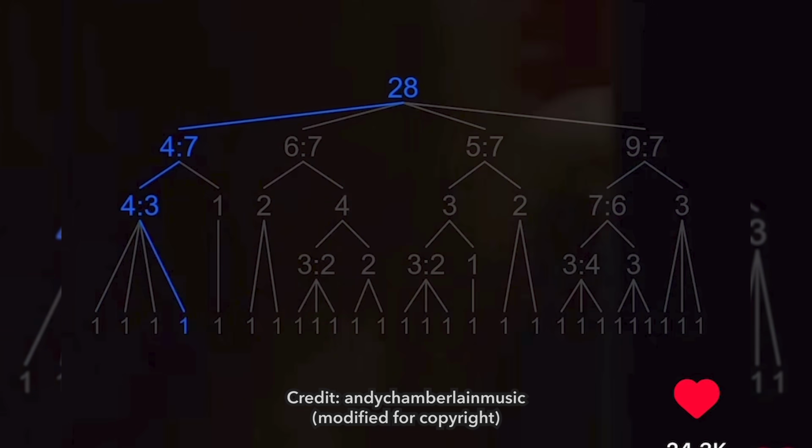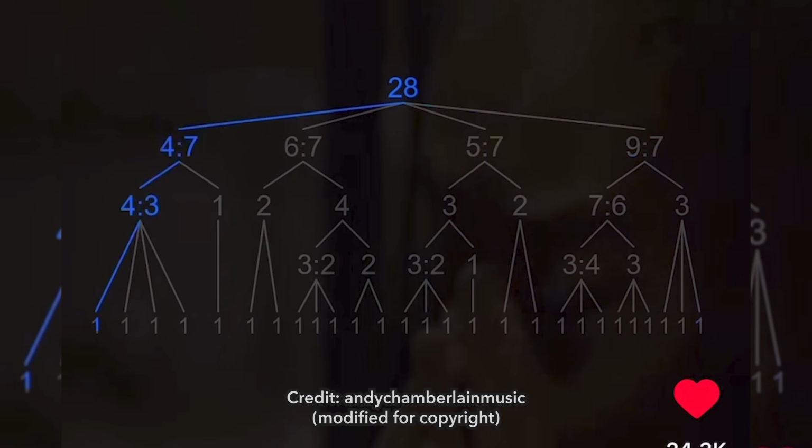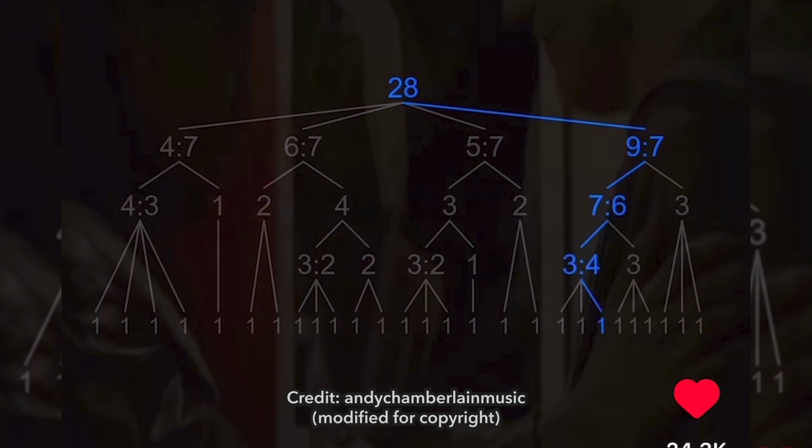Okay, so we got 28 divided into a bunch of polyrhythms. 4 to 7, 6 to 7, 5 to 7, 9 to 7.